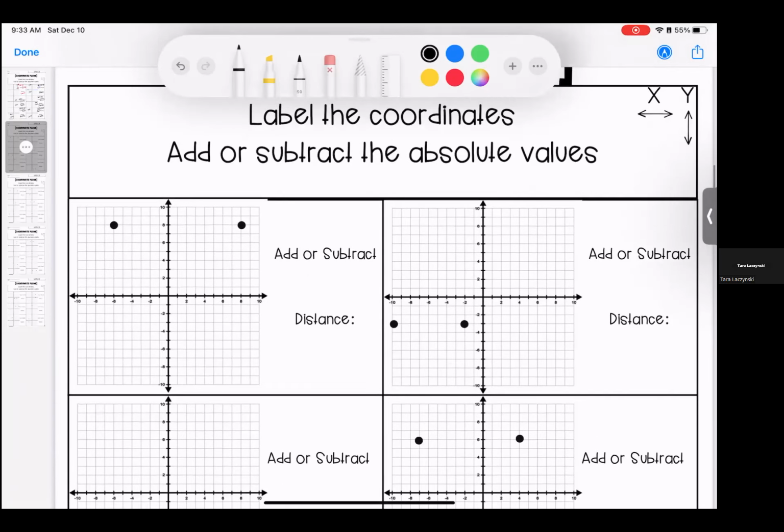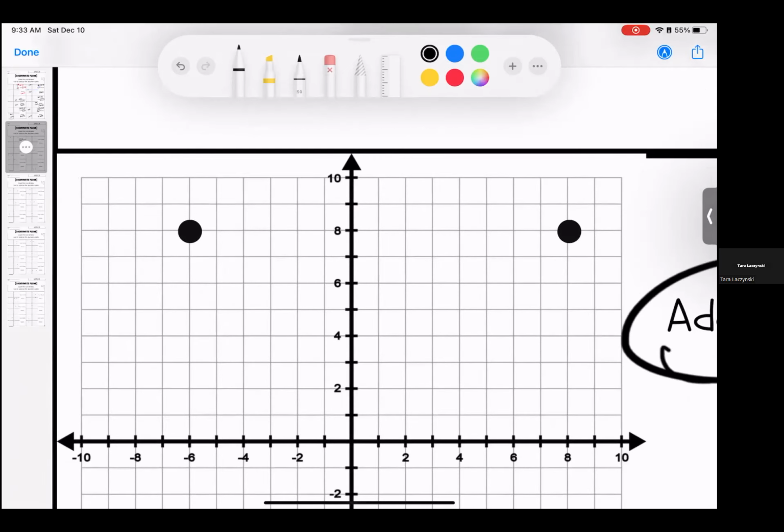So this first one, they are in different quadrants. We're going to add them. Coming in here, I have to go to negative 6, and then I go up to 8.